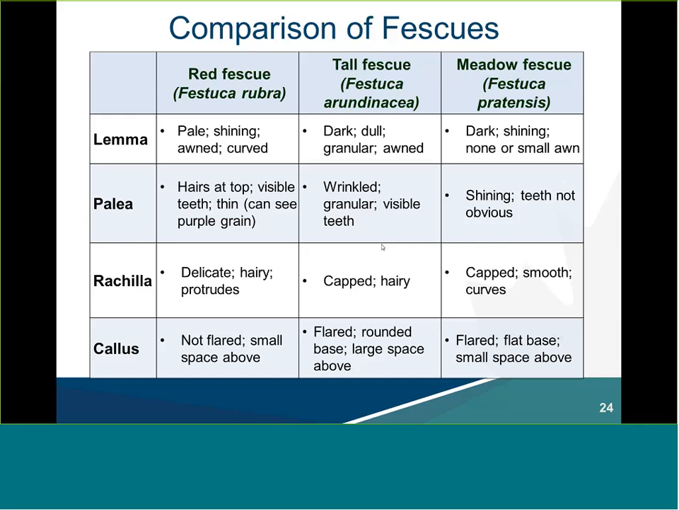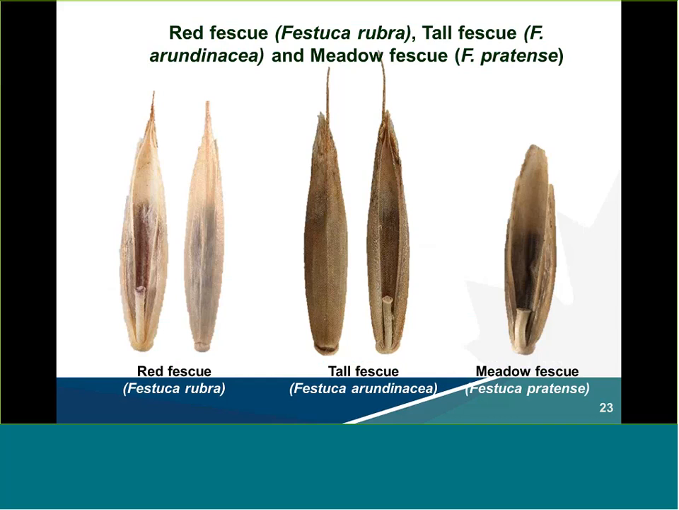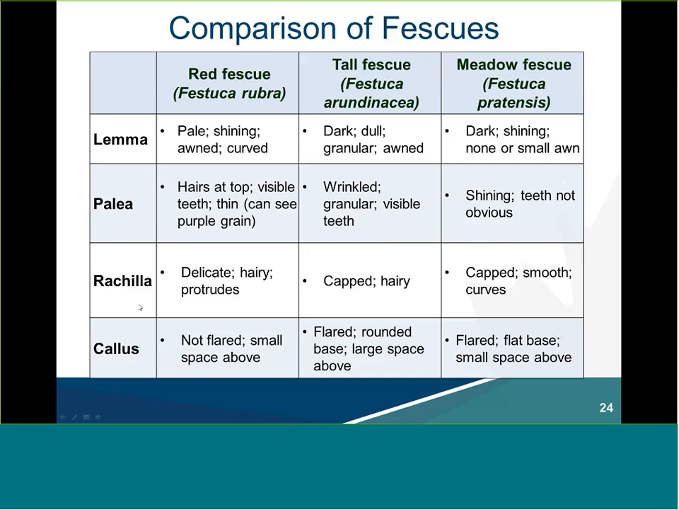The rachilla of red fescue is delicate, thin, long, it's hairy, and it protrudes, meaning it stands away. You could see it in a side view a bit better. You could see a little bit of the palea underneath. So it stands away from the palea. The rachilla of tall fescue is capped. It has that flat top, and it's hairy. The meadow fescue is also capped, and it's smooth.